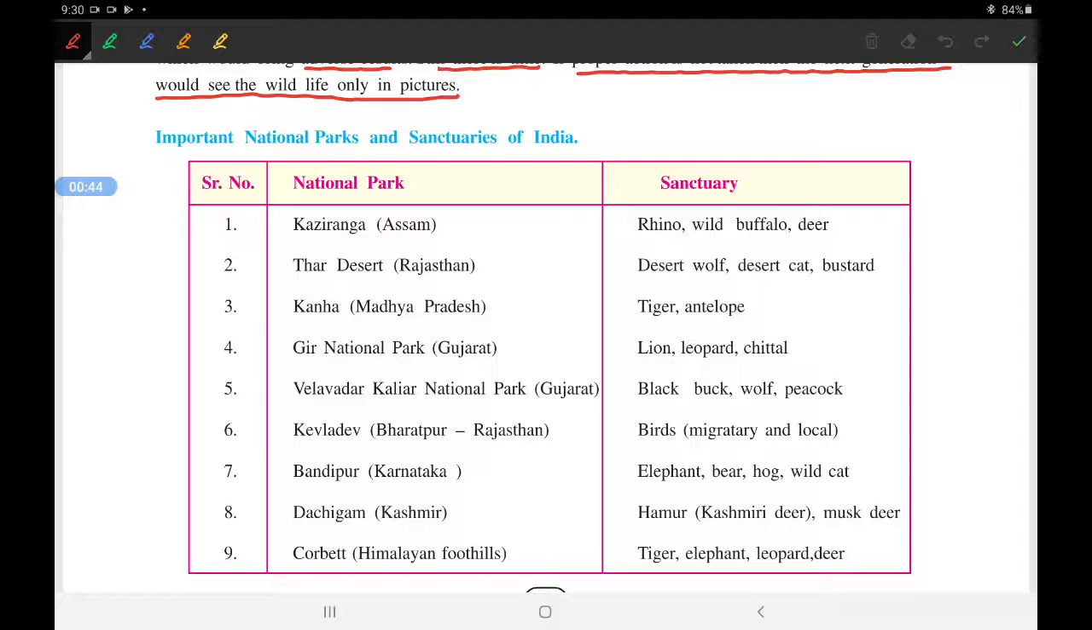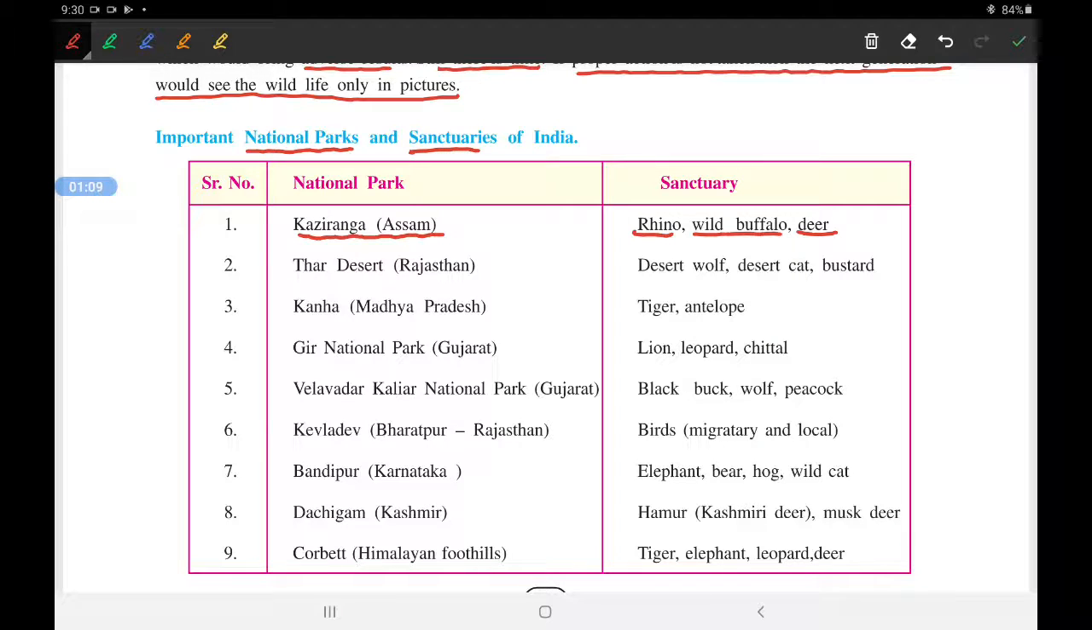The first and foremost national park is Kaziranga, which is situated in Assam, in which wildlife is protected. Rhino, wild buffalo and deer are the main animals. Now understand the difference between a national park and a sanctuary.